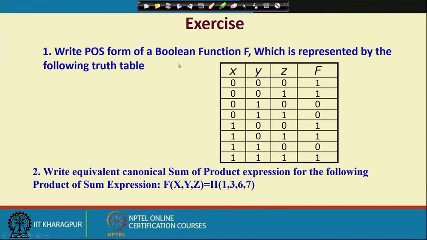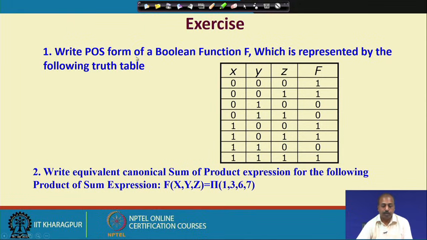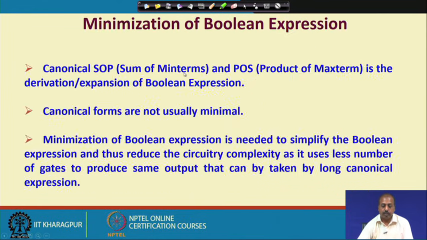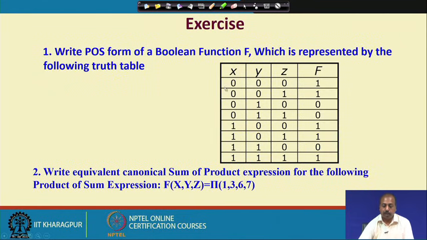So, the POS form for this one. If you want to write the POS form, then we have to concentrate on the zeros. This is basically where the function value is becoming 0, so I have to take those terms. So, this is 0 1 0. For 0 1 0 the value is 1.